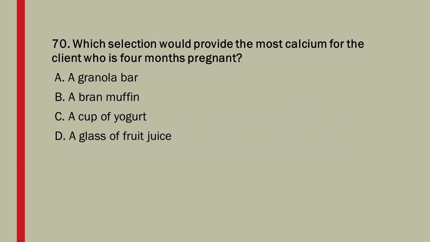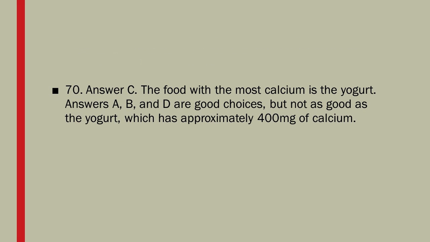Which selection would provide the most calcium for the client who is 4 months pregnant? A. A granola bar. B. A bran muffin. C. A cup of yogurt. D. A glass of fruit juice. 70. Answer is C. The food with the most calcium is the yogurt.